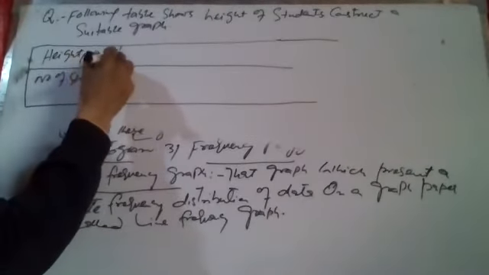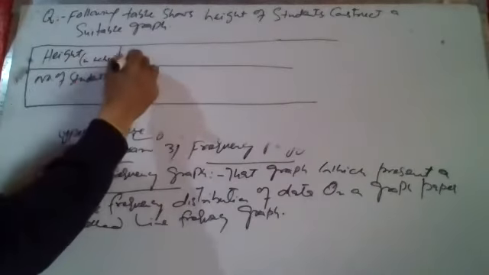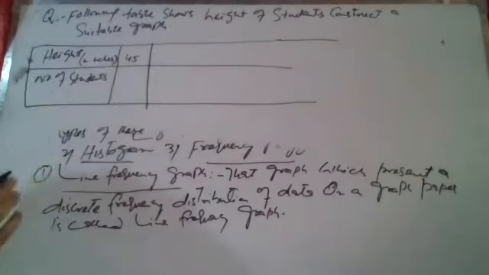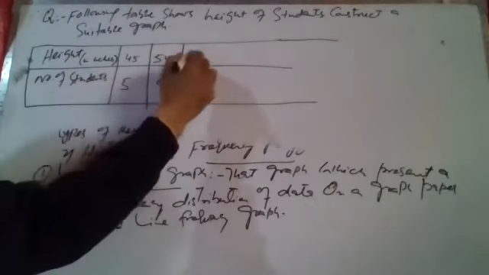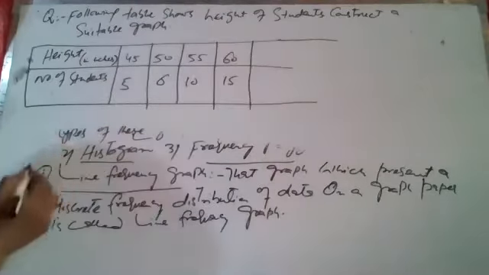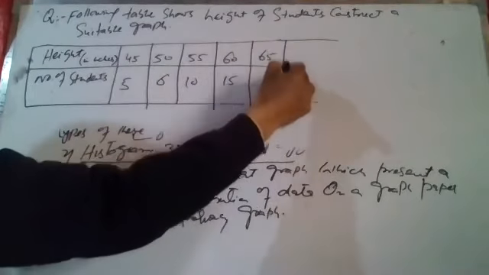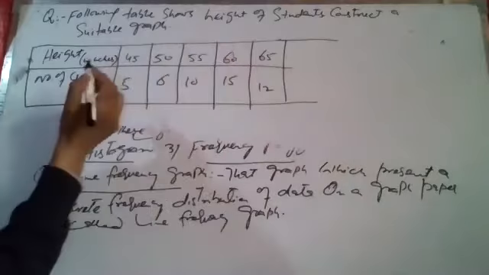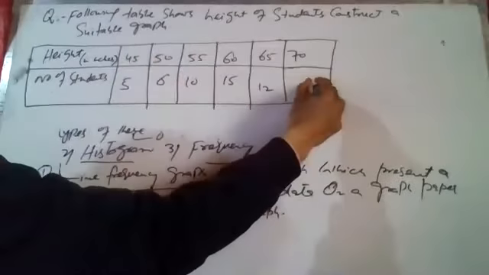Height of students in inches, for example. Those students whose height is 45 inches, their number is 5. For 50 inches, it is 6. Similarly, for 55 inches, it is 10. For 60, it is 15. For 65, it is 12. For 70, it is 5.